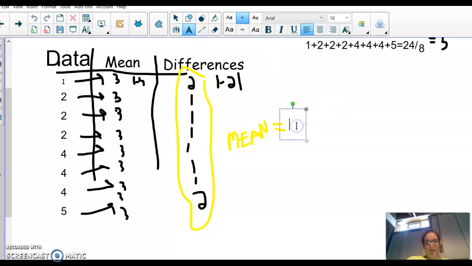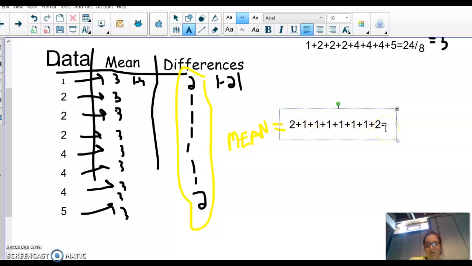Which would be 2 plus 1 plus 1 plus 1 plus 1 plus 1 plus 1 plus 2. Make sure I have 8: 1, 2, 3, 4, 5, 6, 7, 8. And then that is 2, 3, 4, 5, 6, 7, 8, and 2 more. So that is 10. And then divide by how many numbers you have, which is 8. So 10 divided by 8 is 1.25.